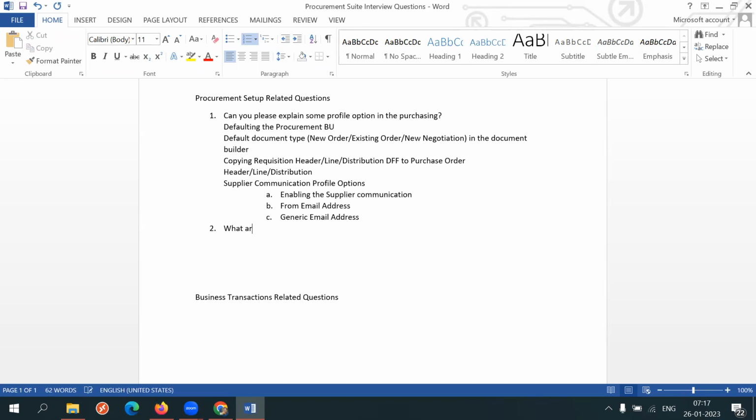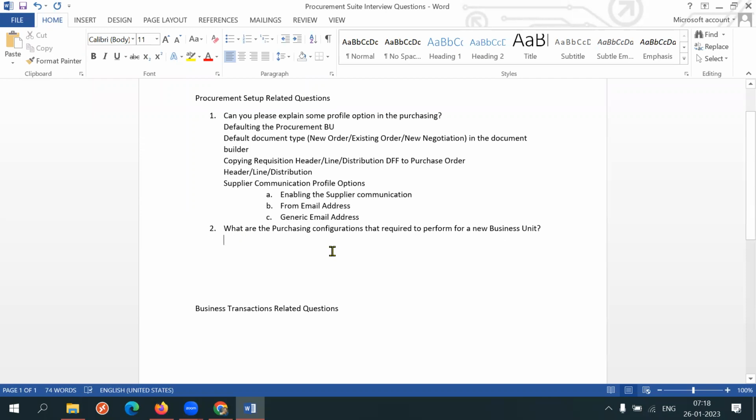What are the PO configurations or purchasing configurations that are required to perform for a new business unit? So this is kind of a rollout question also. In a rollout project, what do you configure for the new business unit? What are the purchasing configurations required for a new business unit?